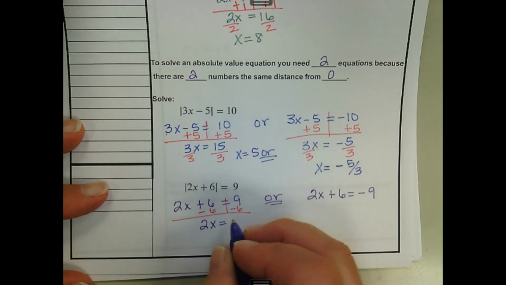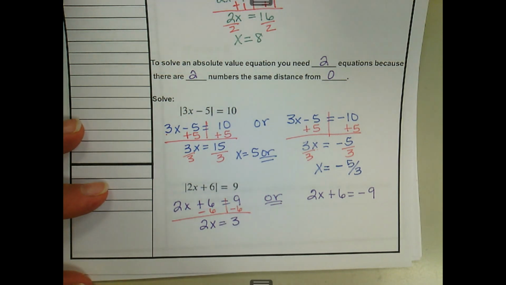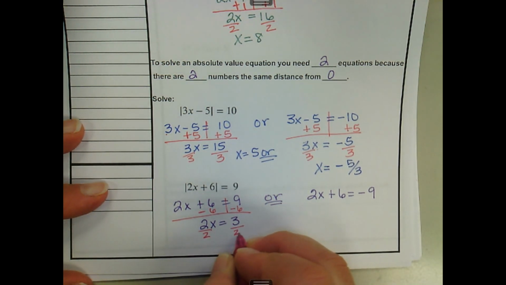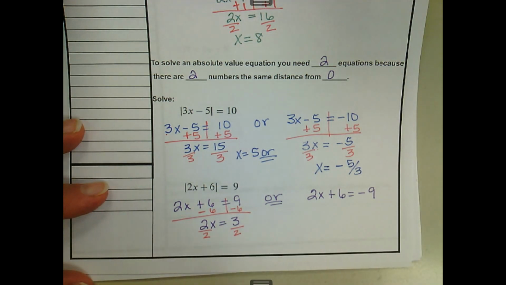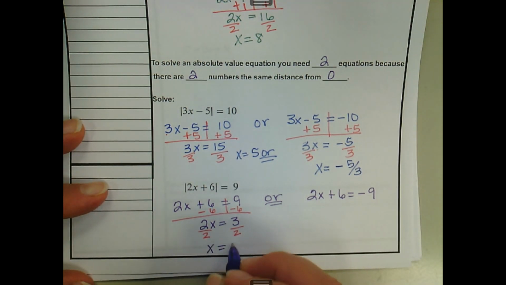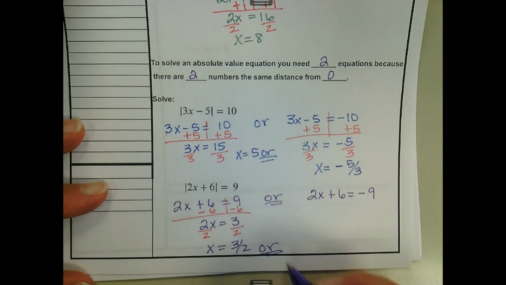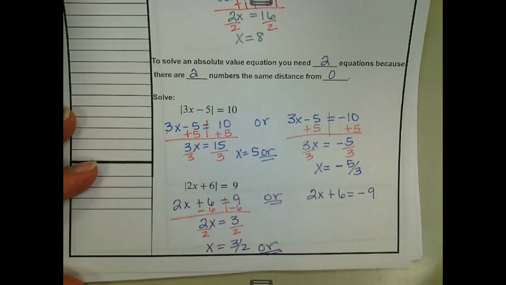2x is equal to 3. Now I divide by 2. X is equal to 3 halves. Same thing again.